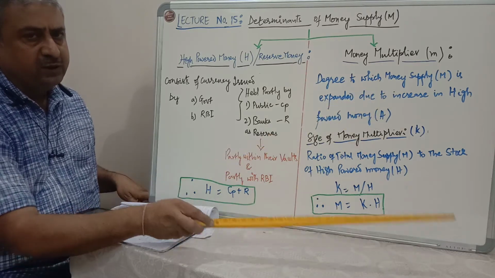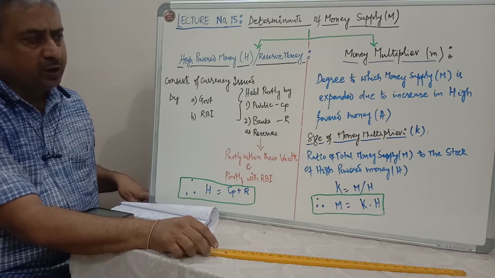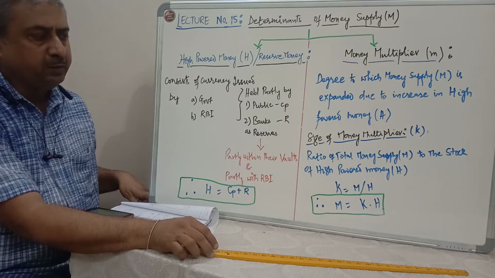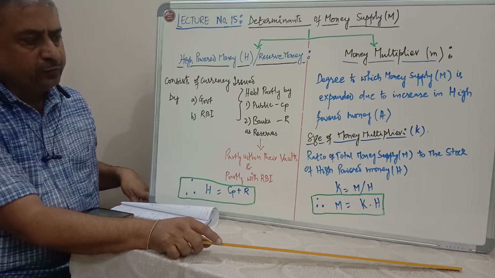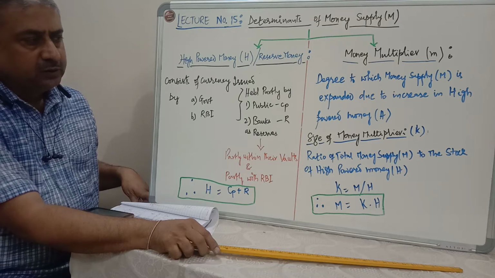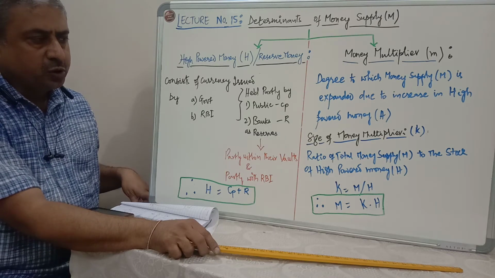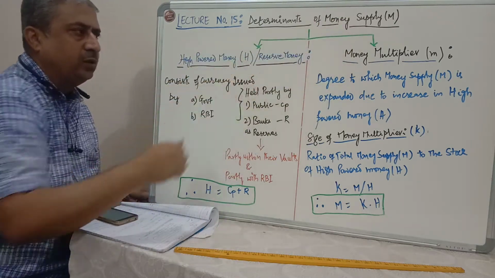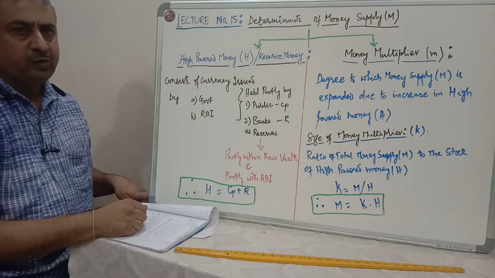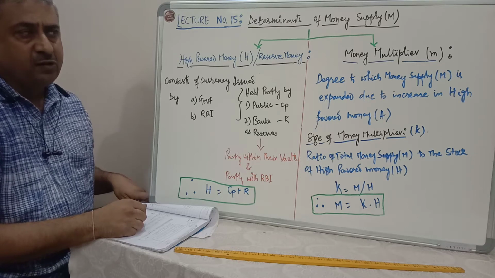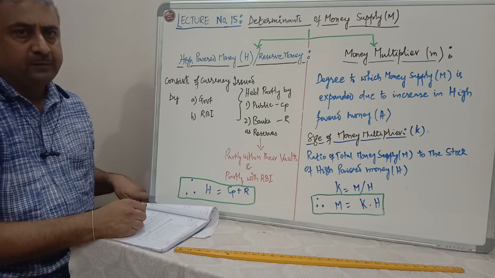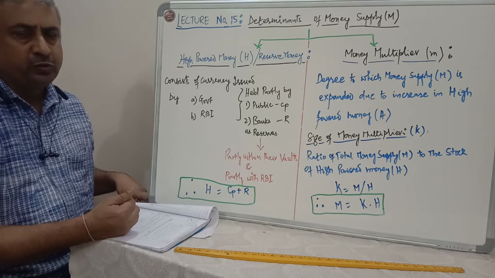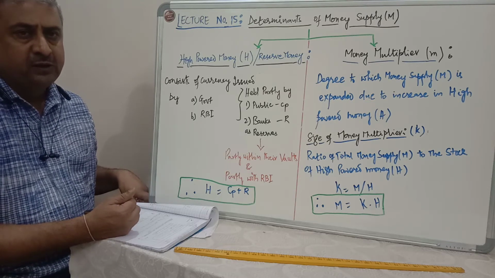Now this money multiplier leads to a concept called the size of money multiplier. Money multiplier. What is that? Ratio of total money supply to the stock of high powered money. Total stock of money to reserve money. This is what we call the size of money multiplier. Now why it is relevant, we are going to study in the coming lecture.